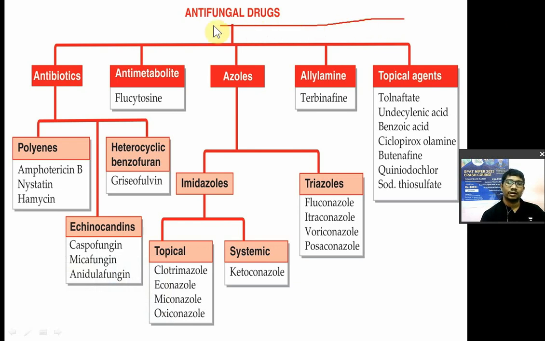Classification of antifungal drugs. Antifungal drugs are classified into different classes. First class is nothing but the antifungal antibiotics. Second class is the antimetabolite. Third class is the azoles. Fourth class is the alkylamines, and fifth class is the topical antifungal drugs.